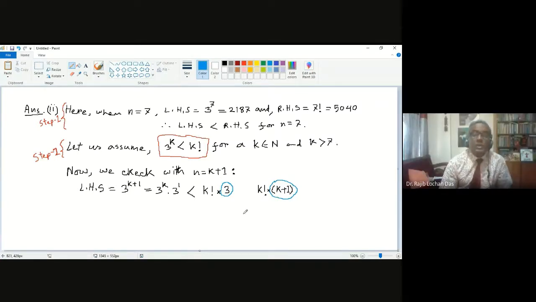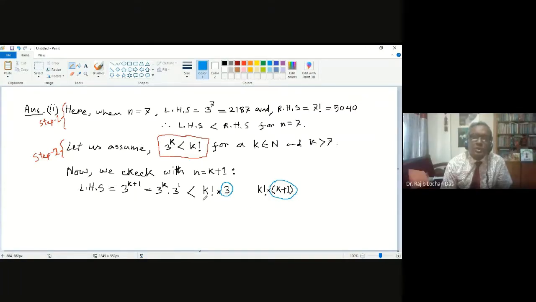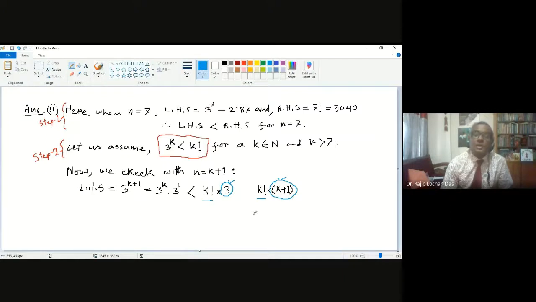So how can you be sure about that? What is your logic? No, that is not logic. We are not changing k factorial, it stays the same. We are changing 3 to k plus 1. K is already more than 7, so k plus 1 will obviously be more. That is the logic. Sorry, it is not more than 7. The theory was it was more than 6, right?